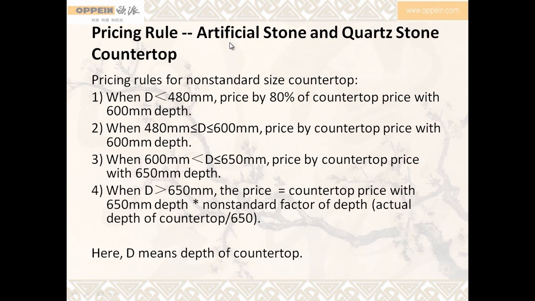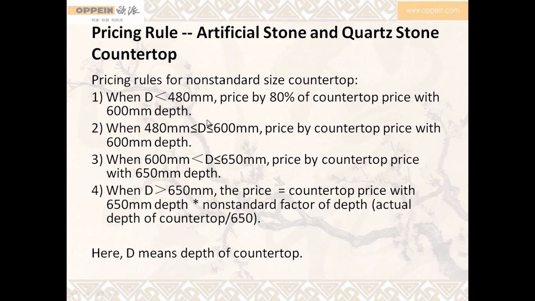Pricing rules here for artificial stone and quartz stone countertops. Pricing rules for non-standard size countertops. One: here, remember, D means the depth of the countertop. When D is less than 480 millimeters, it is priced at 80% of the countertop price with 600 millimeters depth.